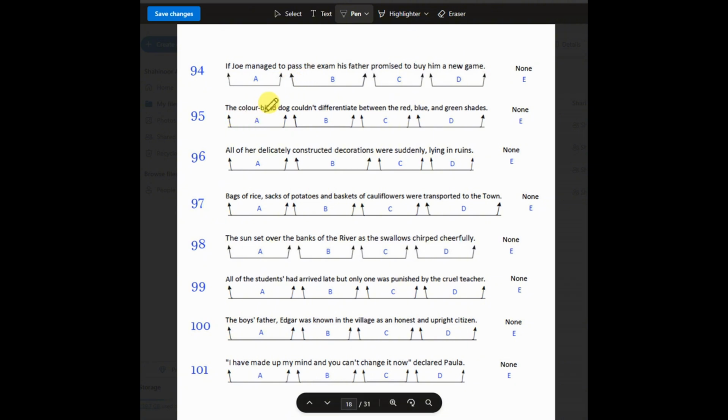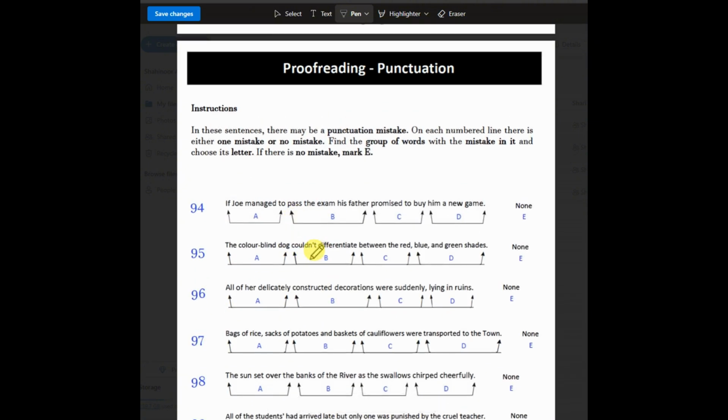So, the colorblind dog couldn't differentiate between the red, blue, and green shades. Many people might consider, oh, there's a comma before the and, but actually that punctuation does work. You don't have to put a comma before and. You can, though. I believe it's called an Oxford comma. So that is not a mistake, and really there are no other mistakes here. So the answer here is going to be E, none.